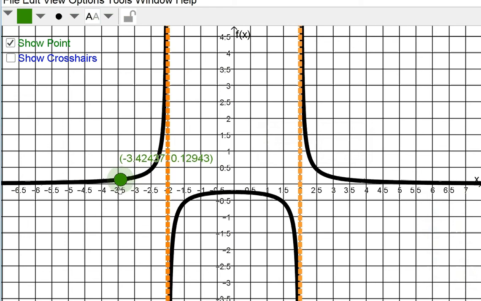Now what we're going to do is take this green point on the left of this graph and drag it towards -2. So towards this x value, -2. Notice that the x value right here is going to approach -2.